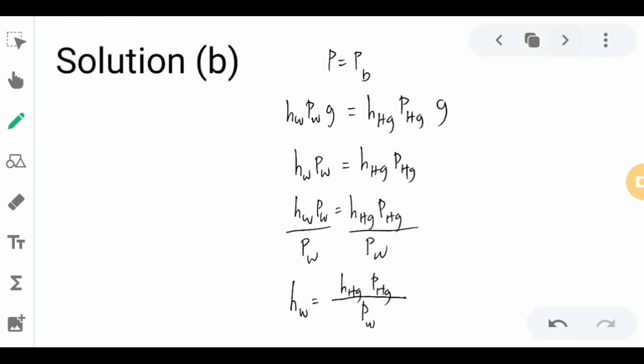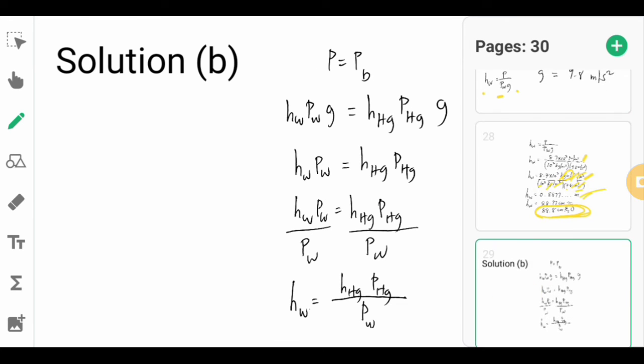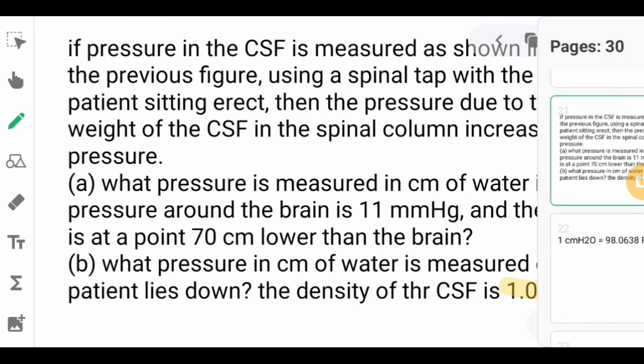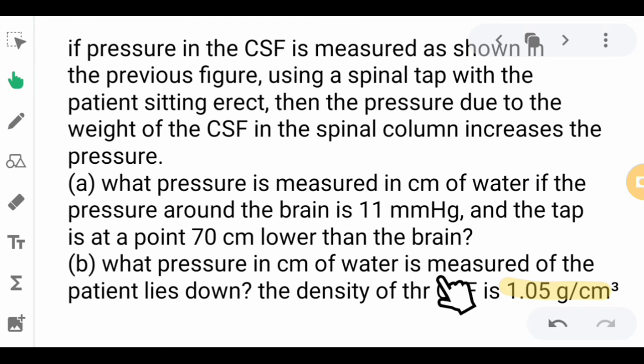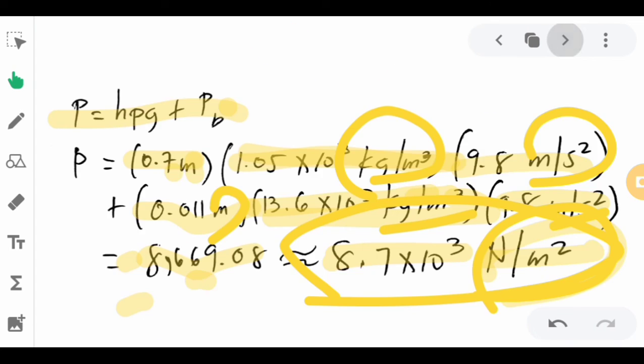And the next solution for letter B, the problem again, we have here, what pressure in centimeter of water is measured if the patient lies down? The density of the CSF is 1.05 grams per cubic centimeter. So let us proceed on solution B.